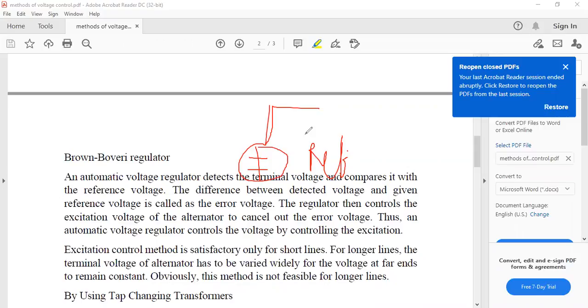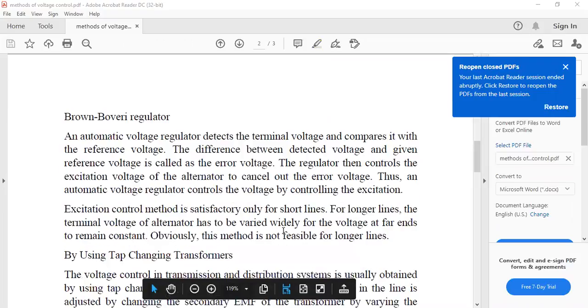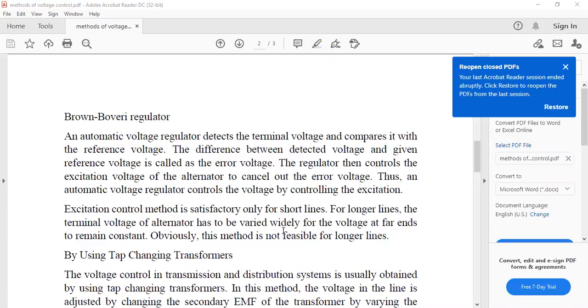If the value is less than the reference quantity, immediately it will supply that drop. That is its purpose. It always compares with the reference voltage. The difference between the detected voltage and the reference voltage is called the error voltage. That error voltage will always be compensated by the automatic voltage controller itself. Coming to the applications, by using the voltage controller, we can control the voltage by controlling the excitation.